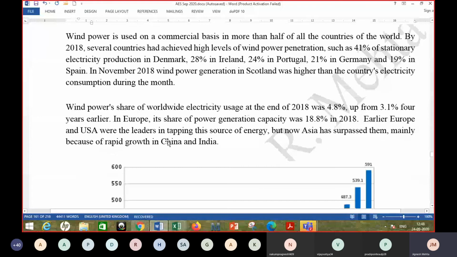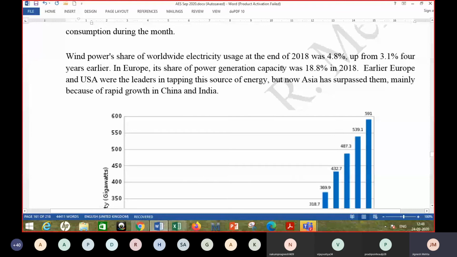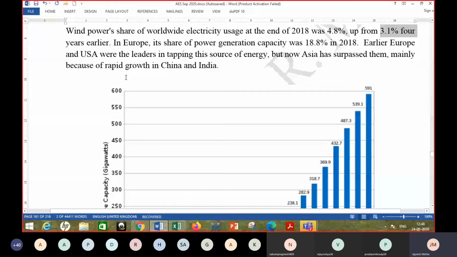And wind power's share of worldwide electricity usage at the end of 2018 was 4.8%. So out of all the requirement of electrical energy in the world, 4.8% was served by wind energy, which was 3.1% four years before. Right. So the rise, the development in this field, is also quite good. In Europe, its share of power generation capacity was 18.8% in 2018. Right. So percentage-wise, Europe is quite ahead of many other countries.